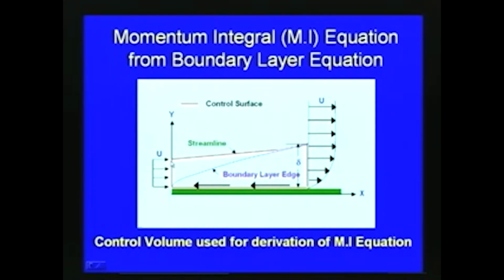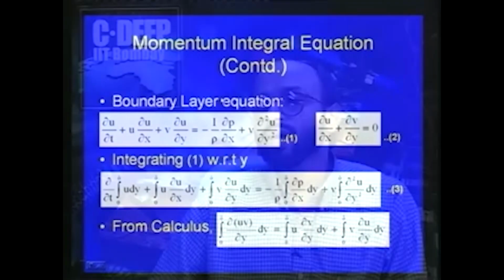For this purpose, the control volume used by von Karman is like this: this is the flat plate and the free stream velocity is coming in, and he considered a control volume like this. This is the boundary layer which is formed here, and the velocity varies from 0 like this. So, von Karman considered a control volume like this and then integrated. With respect to this figure, the integration is between 0 and delta, within the boundary layer.